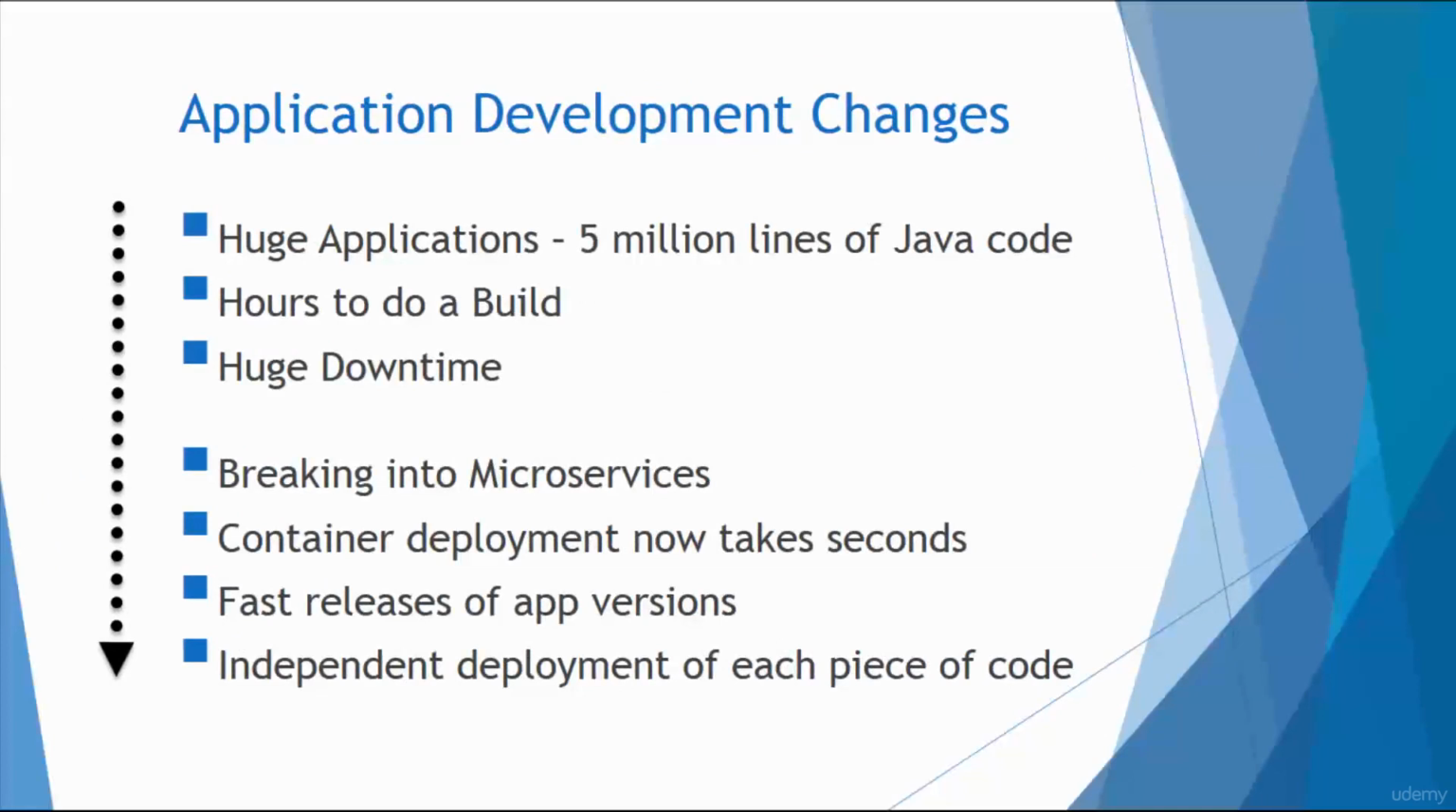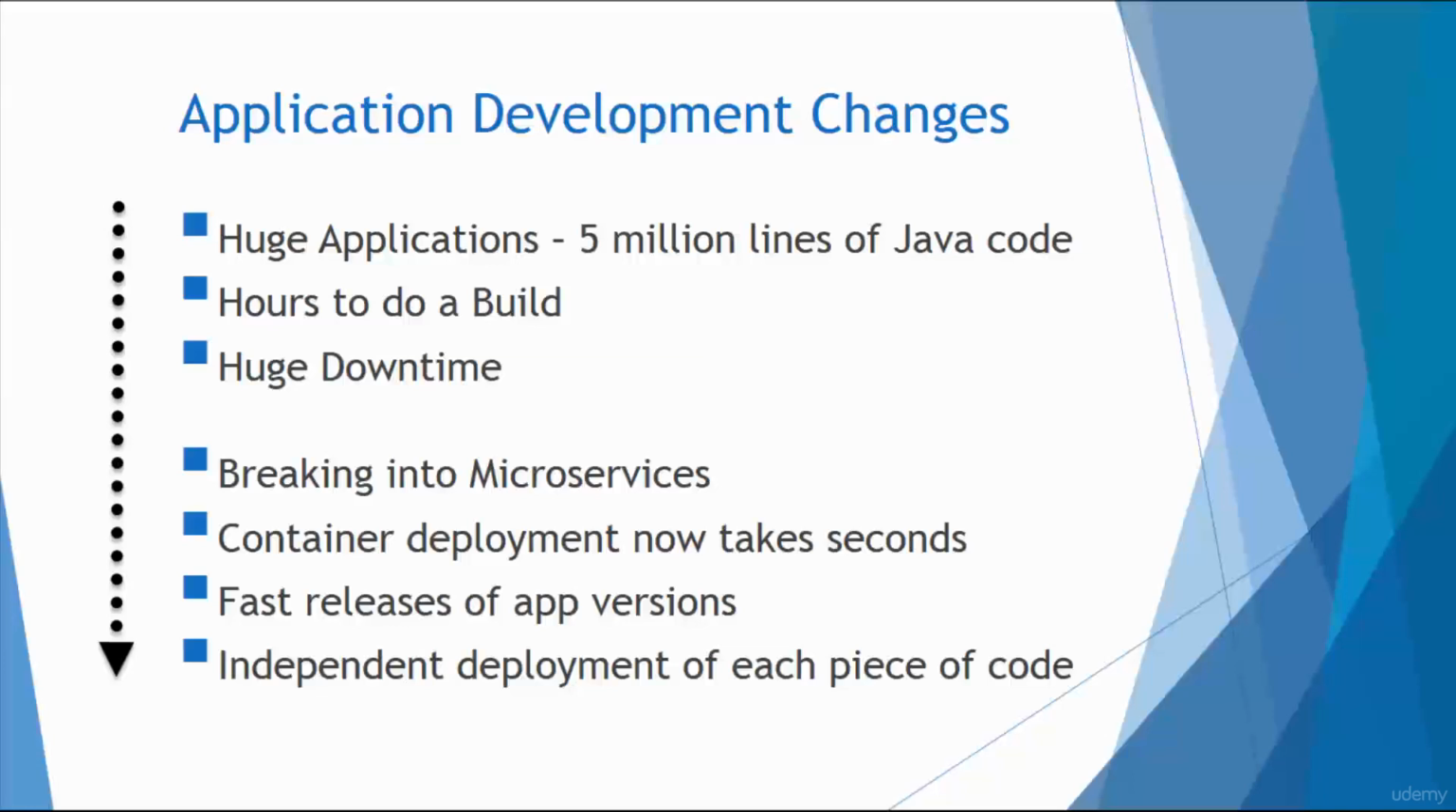So briefly, the application development changes. Previously we had huge applications, as I mentioned earlier. Let's say you have 5 million lines of Java code. What do you do with it, right? It will take hours for you to build, and huge downtime is inevitable if you make a mistake or some developers do something wrong or incorrect. The entire application may be in jeopardy, right? So what do we do now? We break into microservices, and container deployment now takes seconds.